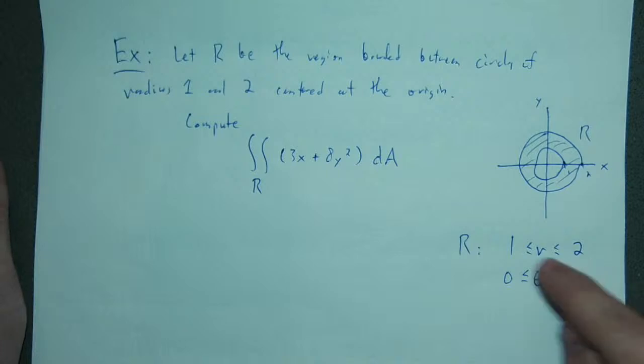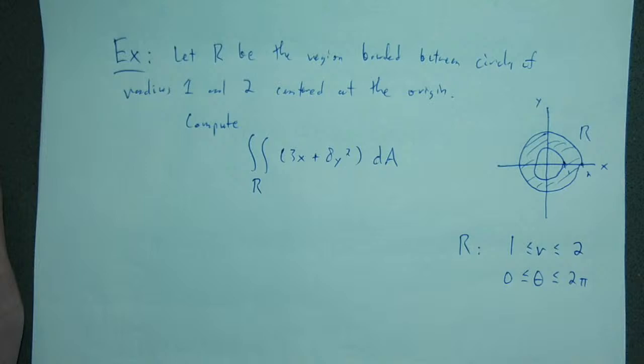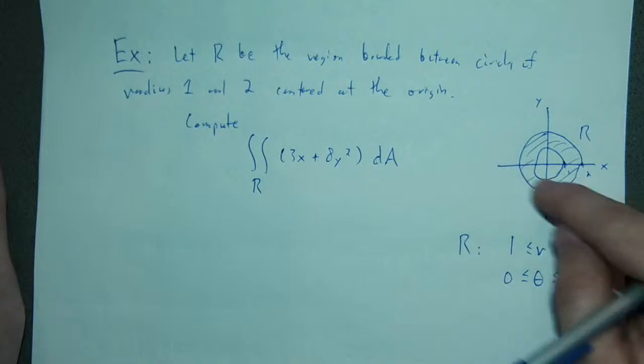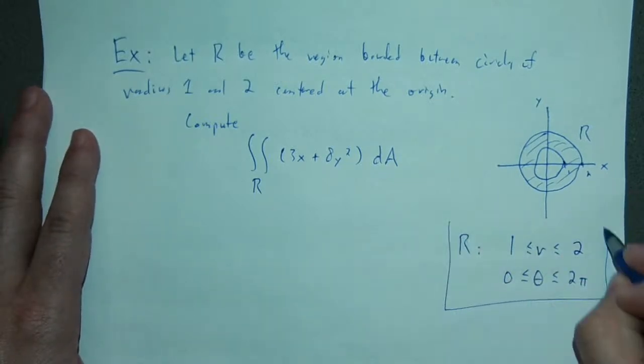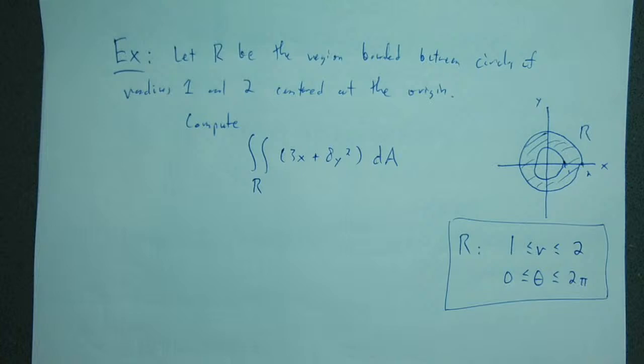Well, instead of r being between 1 and 2 and theta being between 0 and 2 pi, r would still be between 1 and 2, but theta would be between 0 and pi if I wanted the upper ring. It would be between pi and 2 pi if I wanted the lower part of the ring, right? If I wanted this first quarter of the ring, theta would be between 0 and pi over 2. If I wanted the third quarter, theta would be between pi and 3 pi over 2, for instance. Okay? But notice, this is as easy as it gets in polar coordinates.